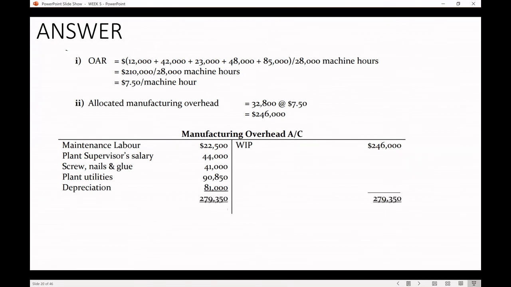The steps: we first find the sum of both sides. On our credit side, the sum we already know to be 246,000, but the sum on our debit side would be 279,350. So we're seeing that our debit side is greater, our actual is greater than applied or allocated. We find the sum of both sides and see what the larger amount is. The larger amount is 279,350, so that's going to be our total.